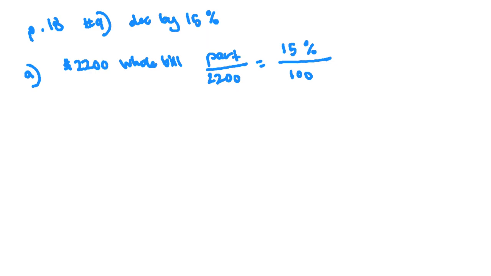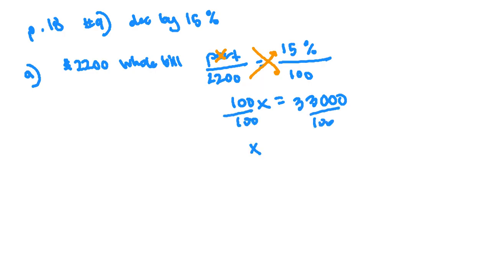We'll cross multiply. I'll just put an X in that spot for the part. We don't know the part, so we'll put an X. So 100x equals, let's see, 2,200 times 15 is 33,000. Divide by 100, divide by 100, and x is, this 0 cancels with this 0, cancels with this one. So we've got $330.